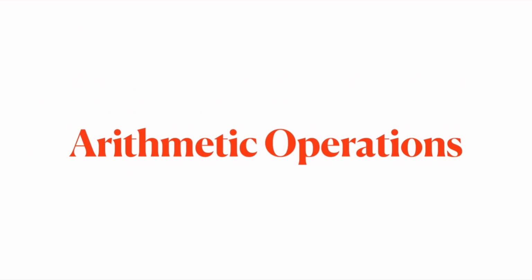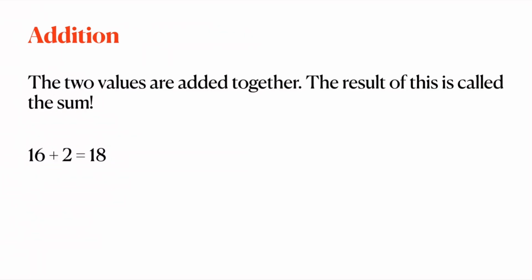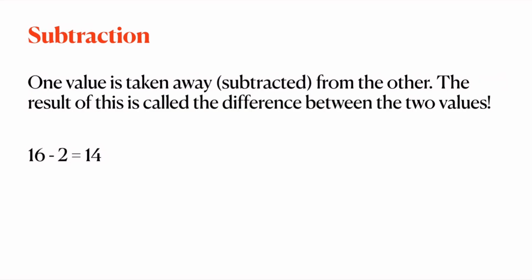Now arithmetic operations consist of addition, subtraction, multiplication, real float division, integer division, modulo division, exponentiation, rounding, and truncation. So let's get into it. Addition is an operation where you add two operands together. So in this example, our operands are 16 and 2. Adding them together results in 18, and the result of addition is known as a sum.